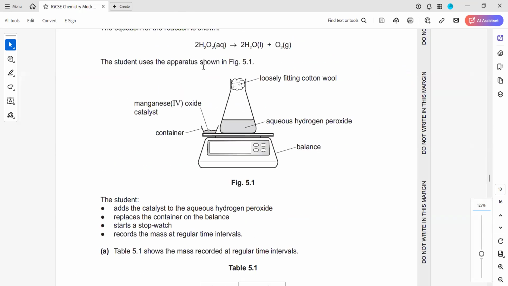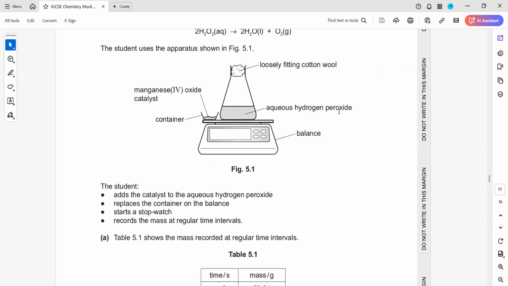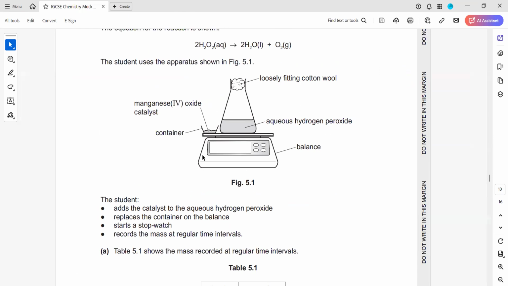The student used a stopwatch and apparatus as shown. Manganese(IV) oxide is there, a container, loosely fitted cotton wool, and aqueous hydrogen peroxide. The student adds the catalyst to the aqueous hydrogen peroxide, replaces the container on the balance, and starts the stopwatch.